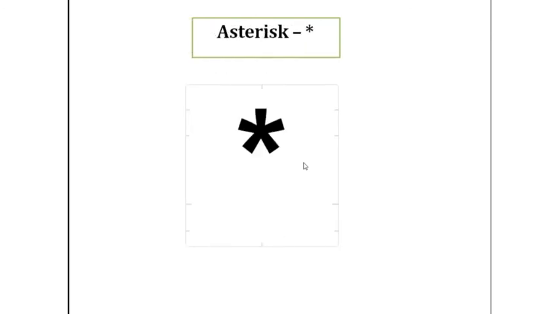Next is asterisk. It is a little star used to indicate a footnote or as a bullet point also. You might have seen this small star in your book as well, where it helps us to indicate some special note which helps us to remember it for a long time.